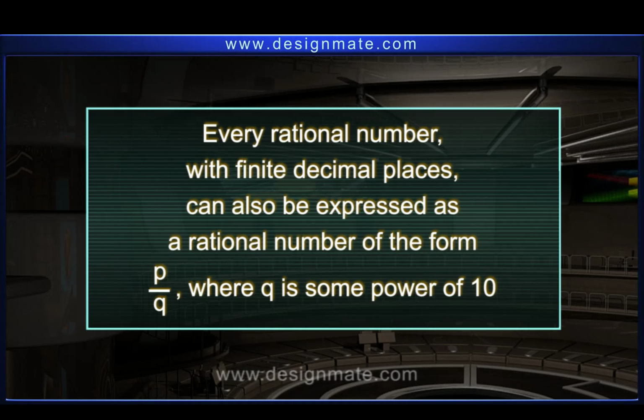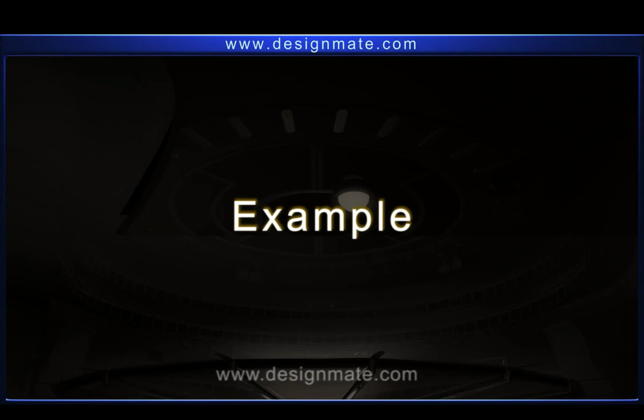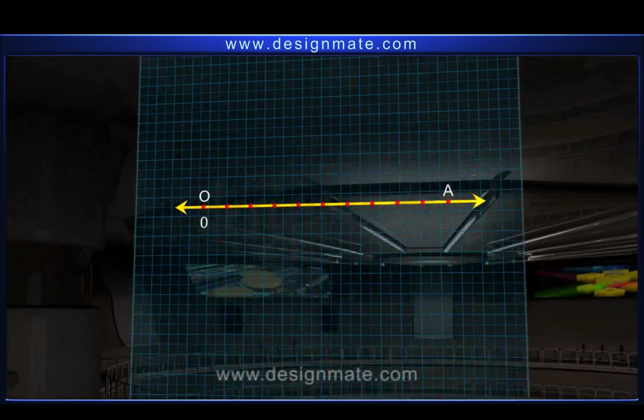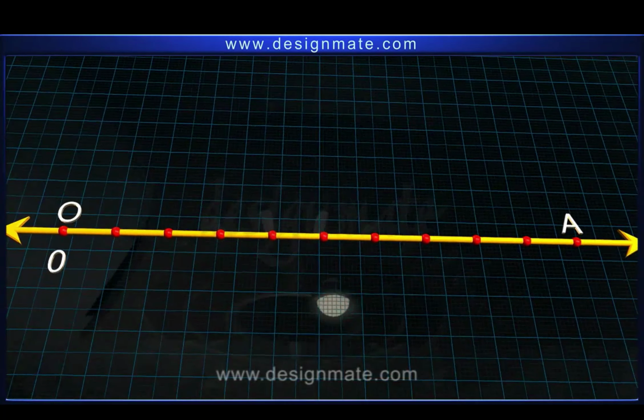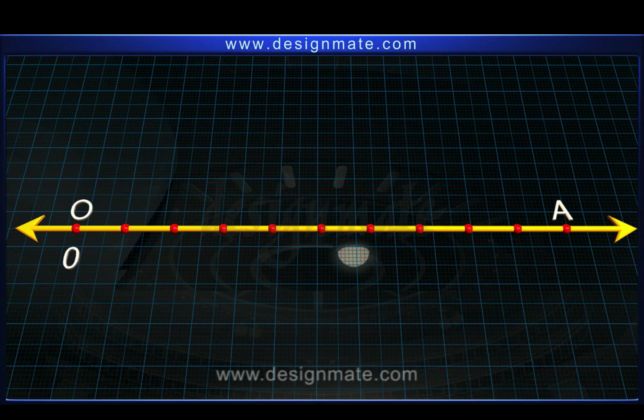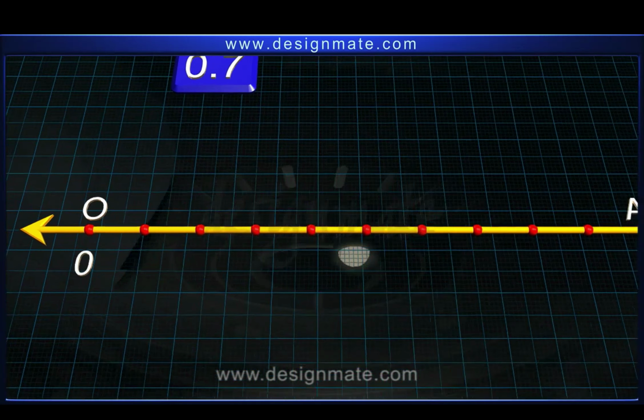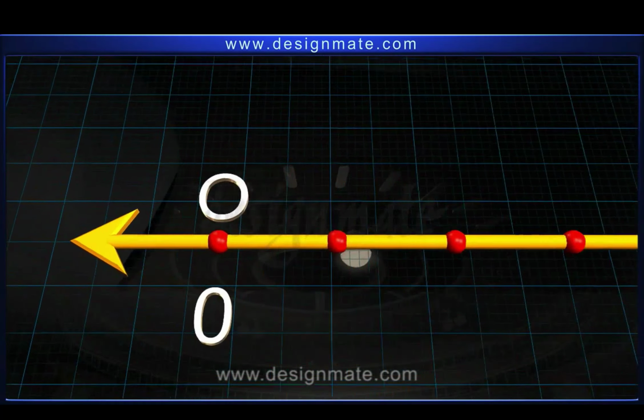Every decimal rational number with finite decimal places can also be expressed as a rational number of the form p upon q, where q is some power of 10. Represent 0.7 on the number line.